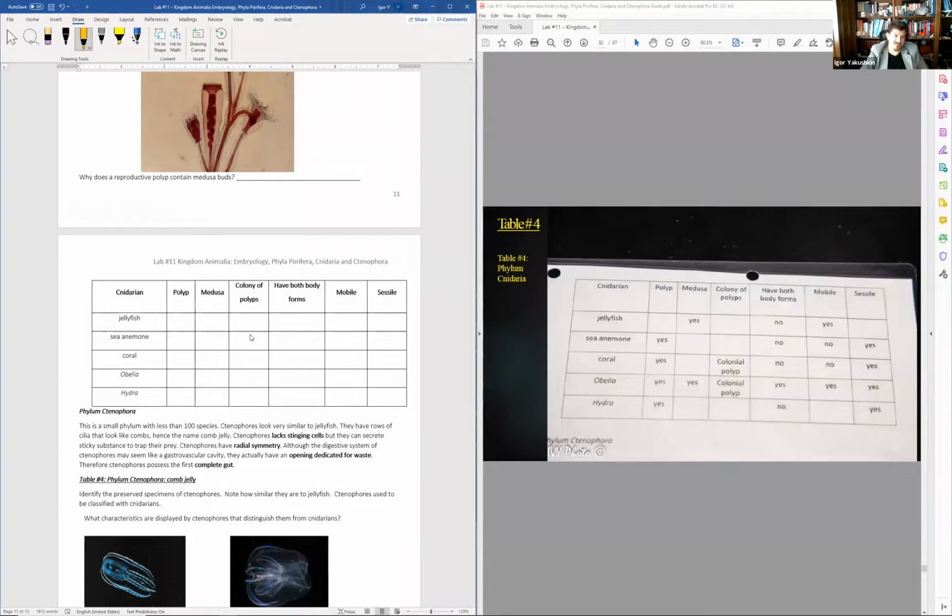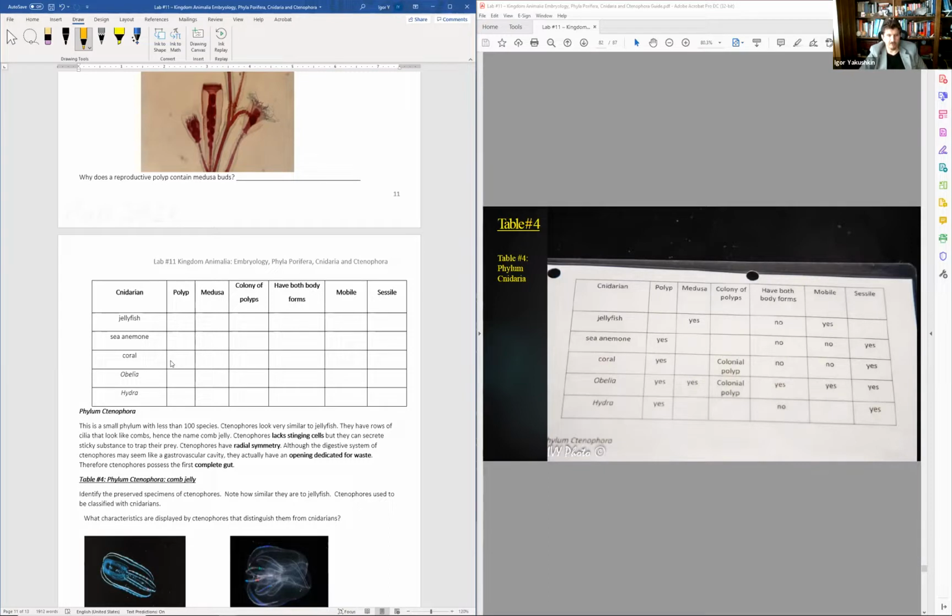Colony of the polyps, some of the sea anemones can be colonies. Generally, they are solitary creatures. So they have both forms? Not really. Mobile? Again, in most of the cases, it sits on the bottom and just waves its tentacles. On occasion, it can start swimming, but not really. So it's generally considered to be a sessile organism.